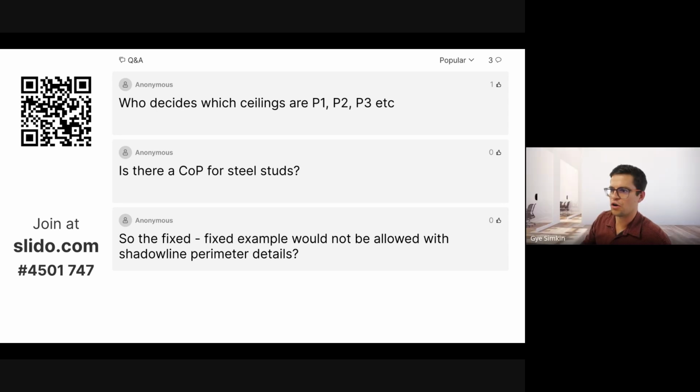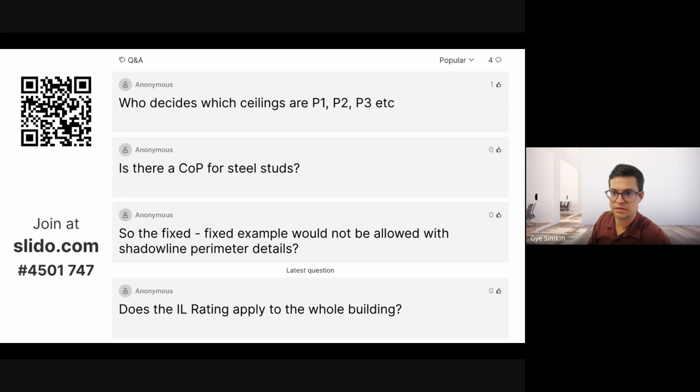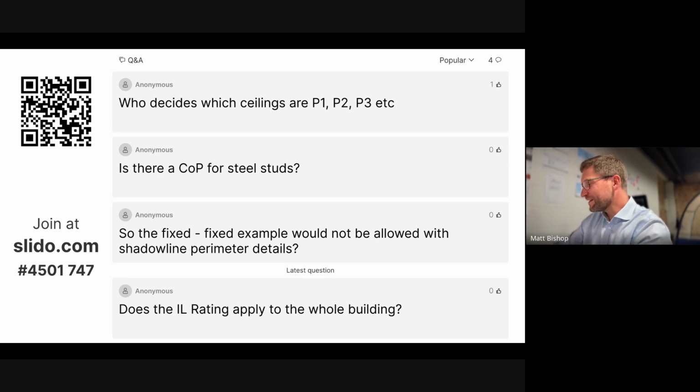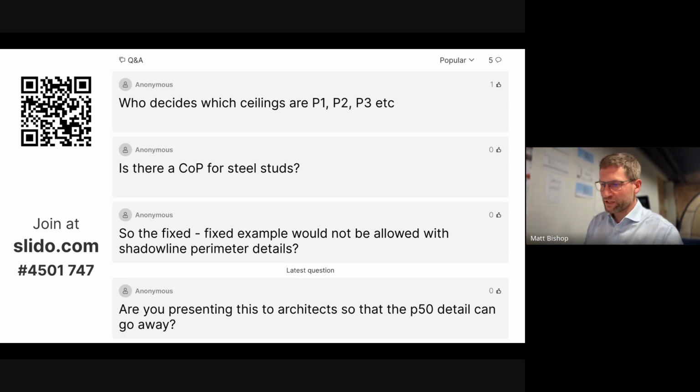Yep. Hopefully the audience here, the QR code is on the top left of the screen if anyone wants to take a photo. There are some more questions coming on, which is great. Let's have a look at the top one. Who decides which ceilings are P1, P2, P3, etc.? Yeah, that's a good question. At the moment, it's buried in the engineering process. You probably don't even know that there are part components unless you're following through 1170 and doing that part category process.